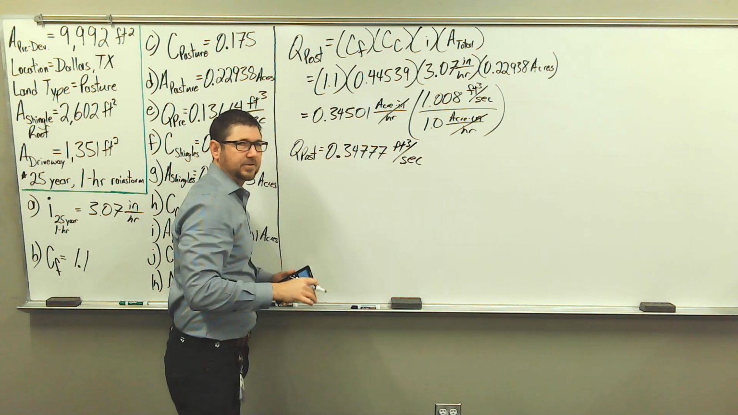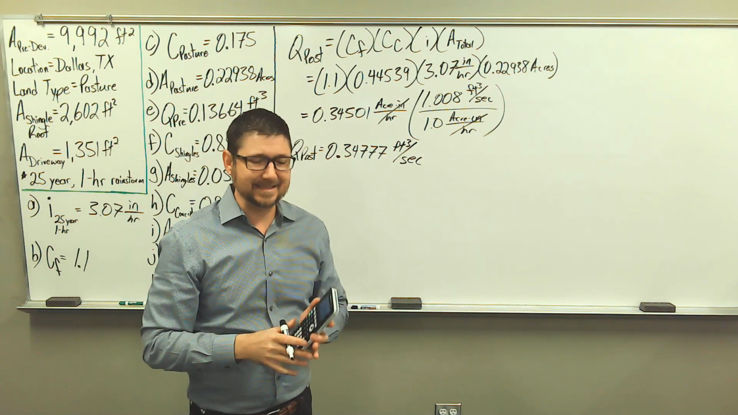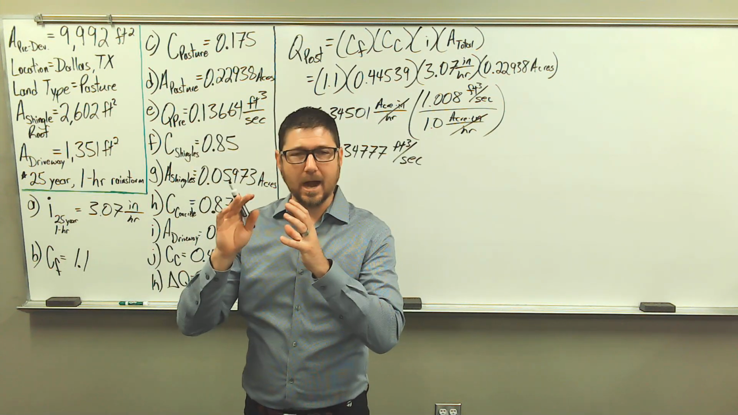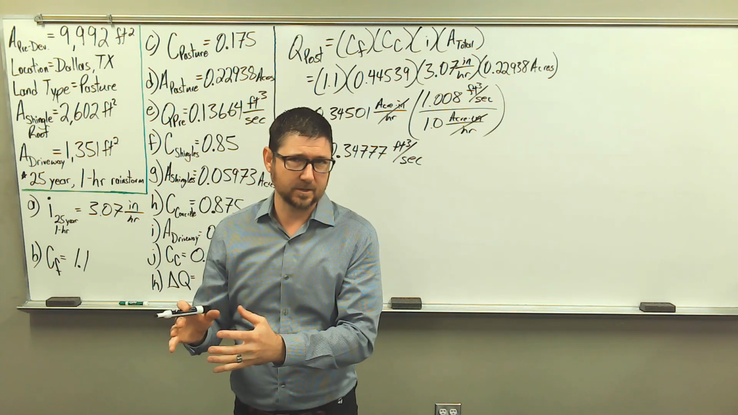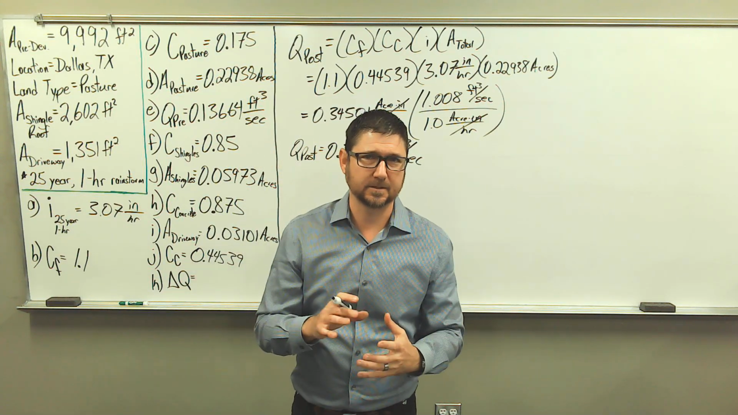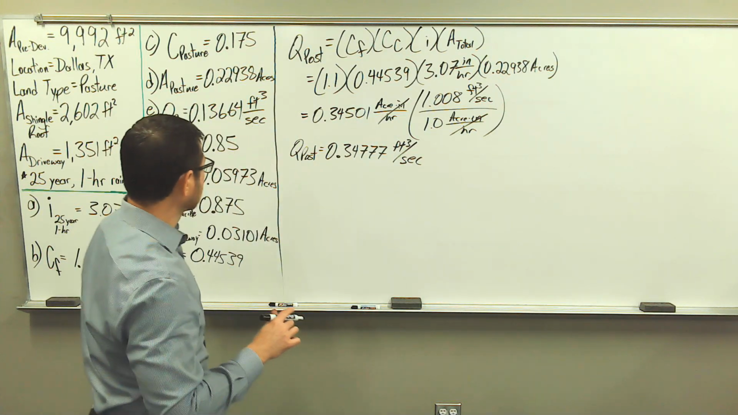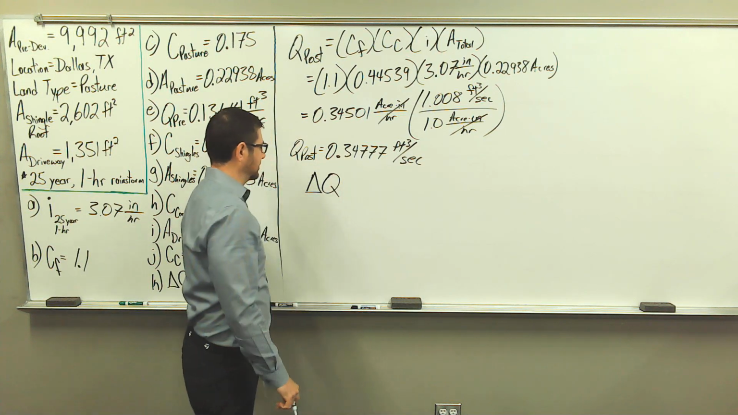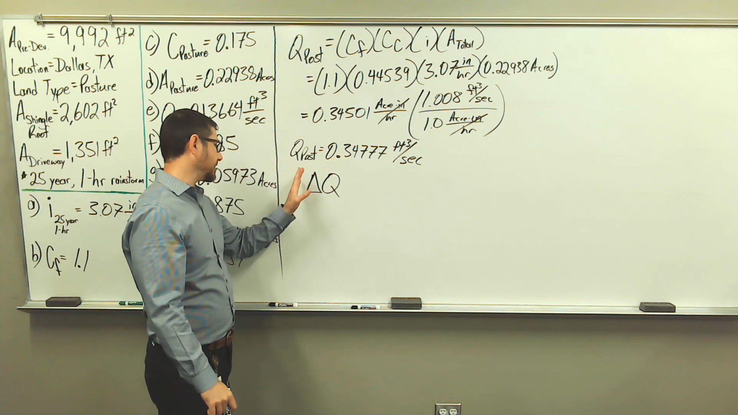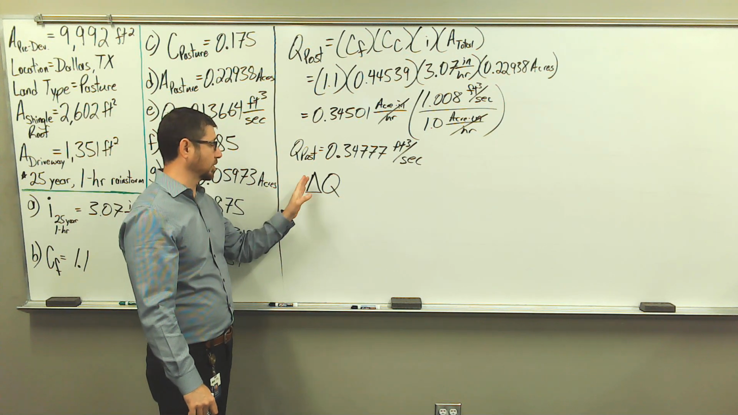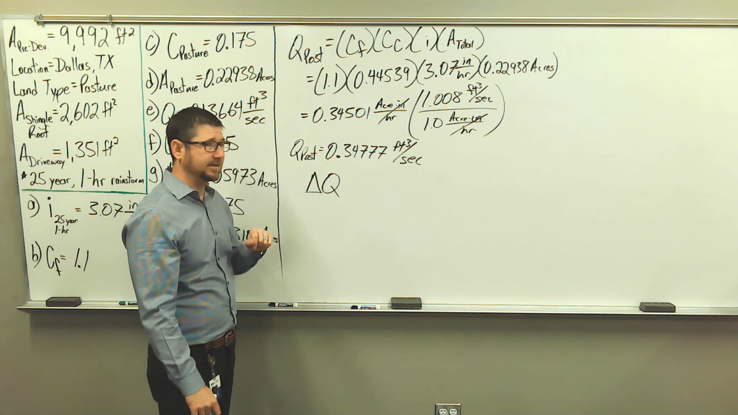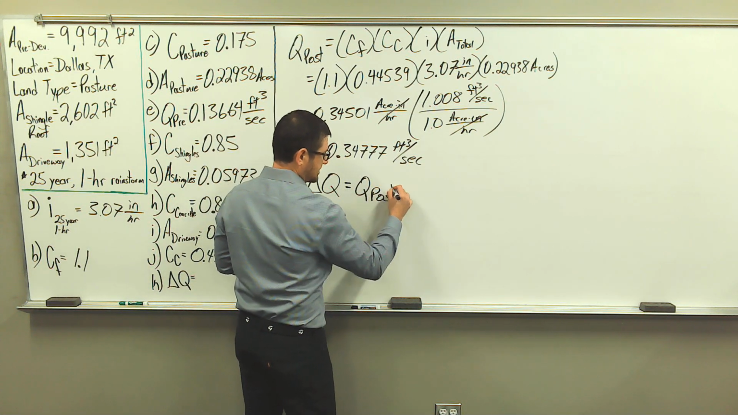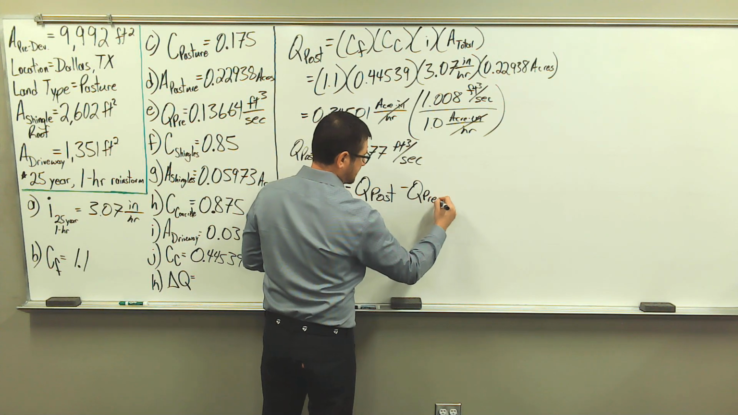Okay? Now, the question is really asking, what is the change in peak runoff? So what we're going to do is compare our pre-development peak water runoff rate to our post-development peak water runoff rate. So let me just write the equation here. I've got delta Q, and remember our Greek letter delta represents the change in, so what we're saying is the change in peak water runoff rate. This is equal to Q post minus Q pre, okay?